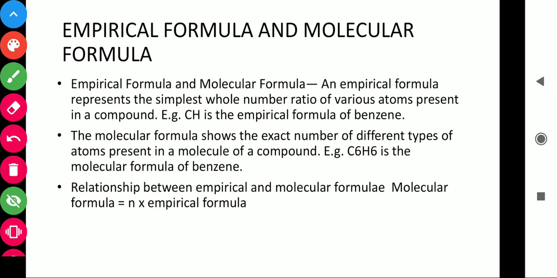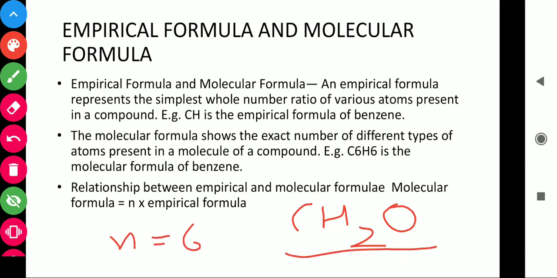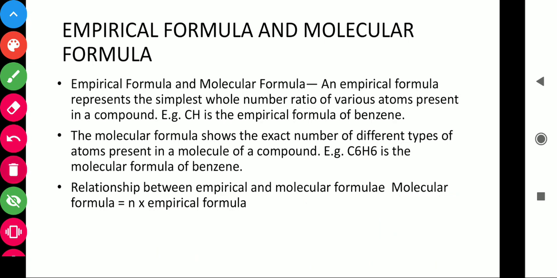For example, take a compound CH2O, and the value of n is equal to 6. Then what will be its molecular formula? We will multiply each number of atoms by 6. It becomes C6, 2 multiplied by 6 is 12, and O6. So C6H12O6, that is glucose.